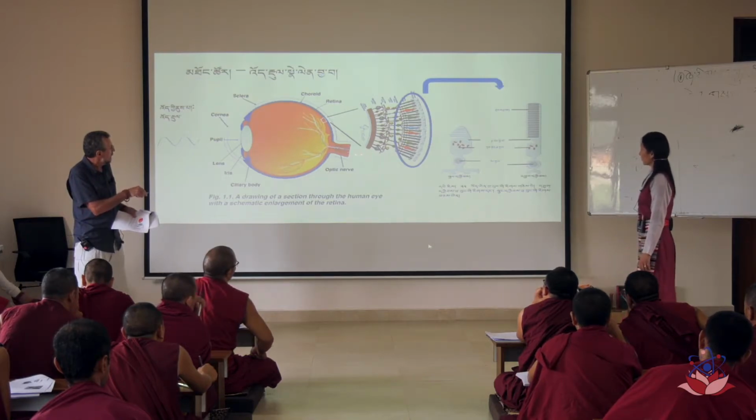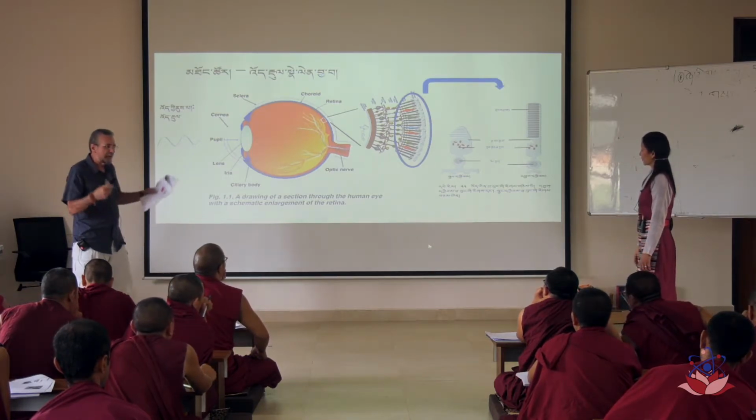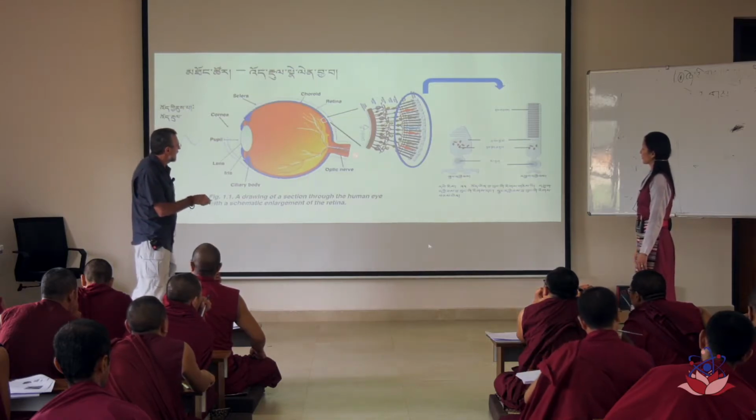And the nerve that is formed from the axons of the retinal ganglion cells is called the optic nerve.